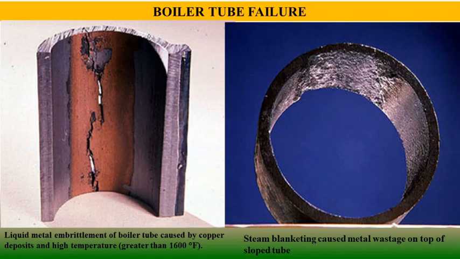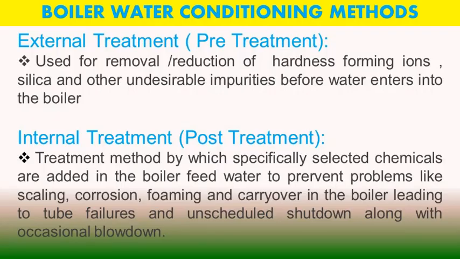There are three basic means by which we can keep these major problems under control. First one is external treatment: treatment of makeup water, condensate or both before it enters the boiler or before it enters the feedwater system, to reduce or eliminate contaminant chemicals which generate hardness or which are present as suspended solids like silica or other gases or solids. They must be removed by external treatment.